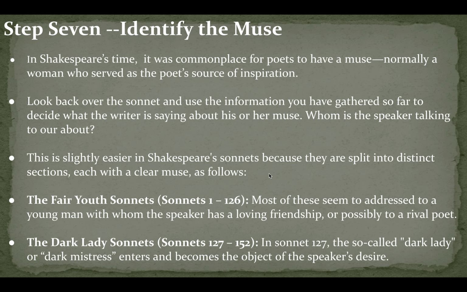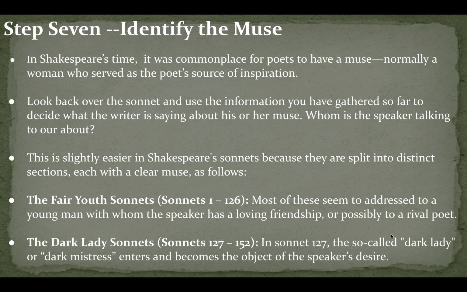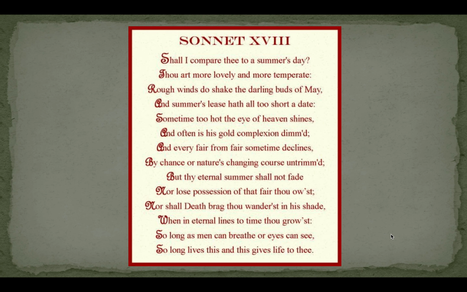Now, this is easier in Shakespeare's sonnets because the sonnets are split into distinct sections. So the Fair Youth Sonnets, if it's sonnet 1 through 26, the muse is most likely a young man with whom the speaker has a friendship, or it might possibly be to a rival poet. If it's 127 through 152, it's likely one of the Dark Lady sonnets, and these sonnets are addressed to a woman or mistress who is the object of the speaker's desire. So let's take a look and see here.